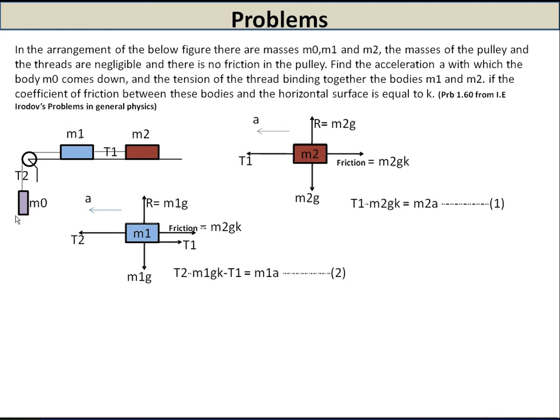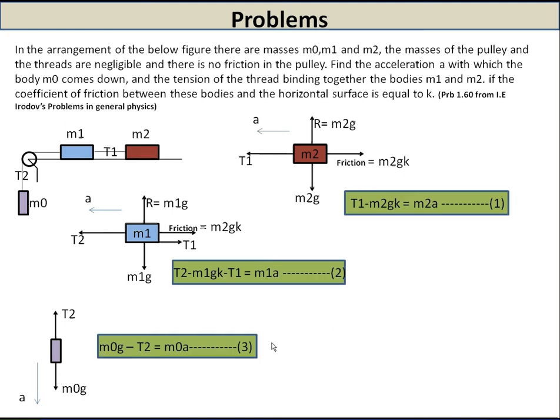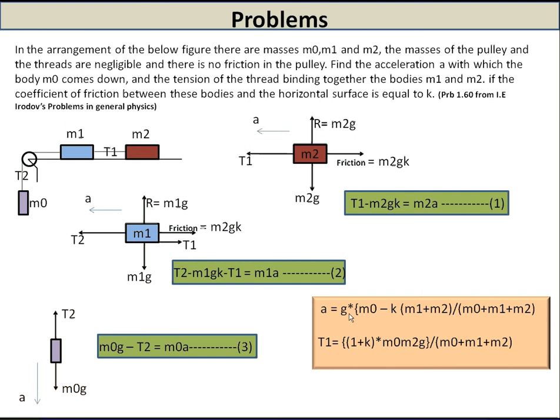Then let's draw the free body diagram of the mass m0. If we draw it, we have only two forces: one is its weight and the other one is the tension T2. If you put down the equation, it's pretty simple. The net force in this direction is m0g minus T2 equal to m0a. So we have these three equations, and on solving them you get the value of a as this one and the value of T1 as this one.